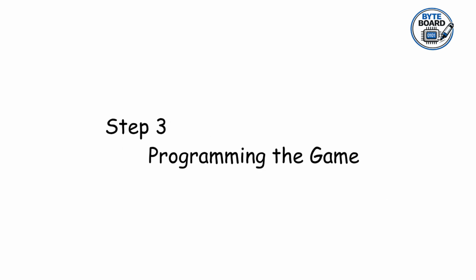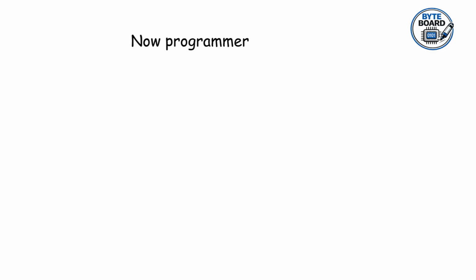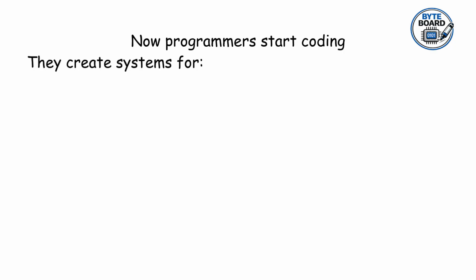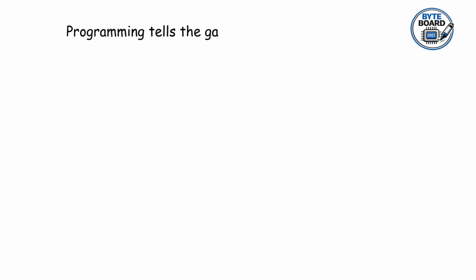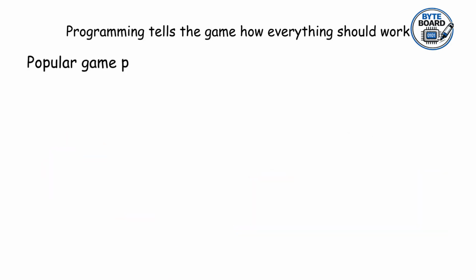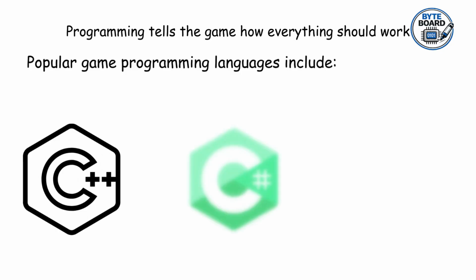Step 3. Programming the game. Now programmers start coding. They create systems for player movement, shooting, physics, enemies, sound, menus. Programming tells the game how everything should work. Popular game programming languages include C, C#, Python.